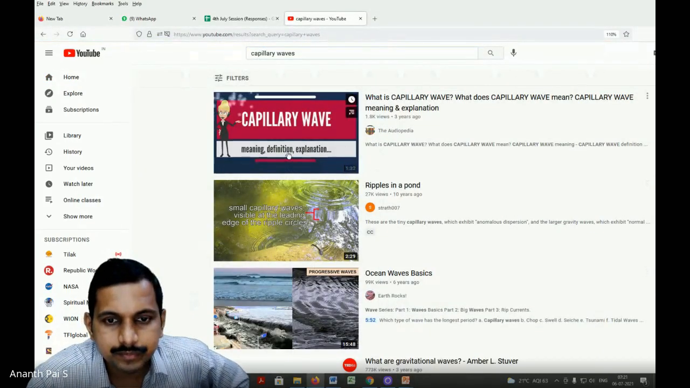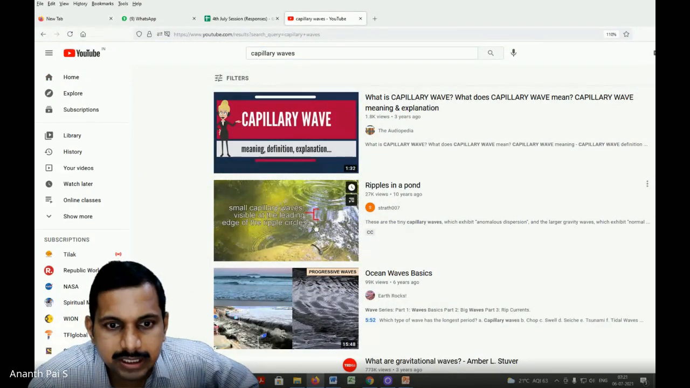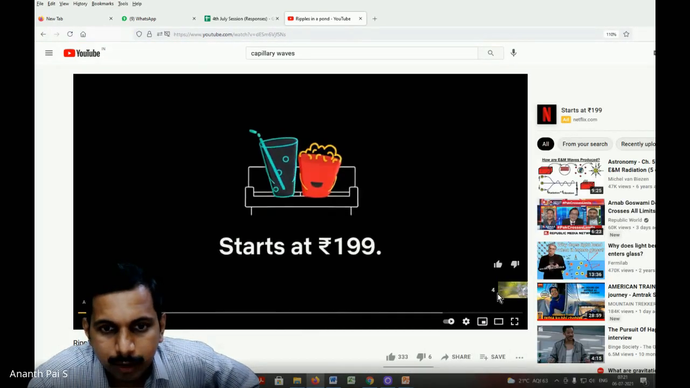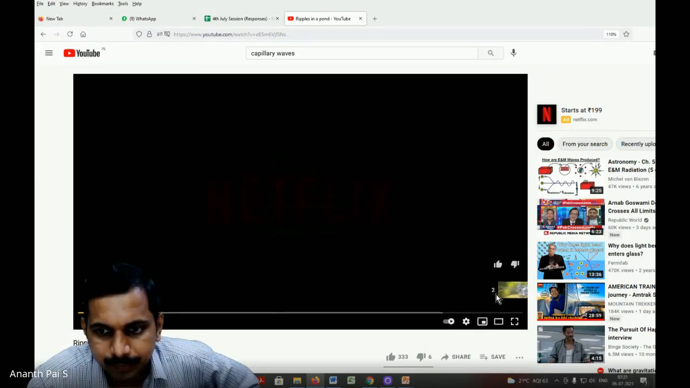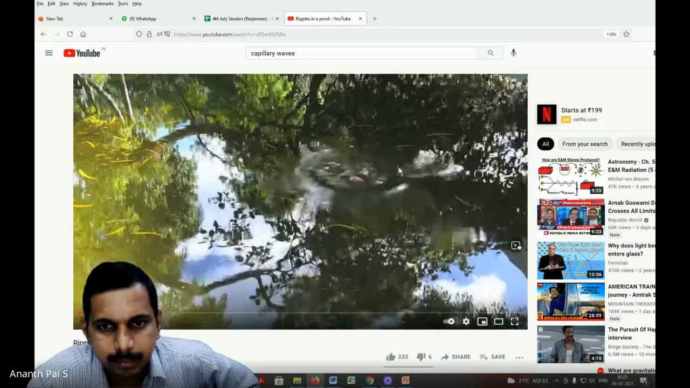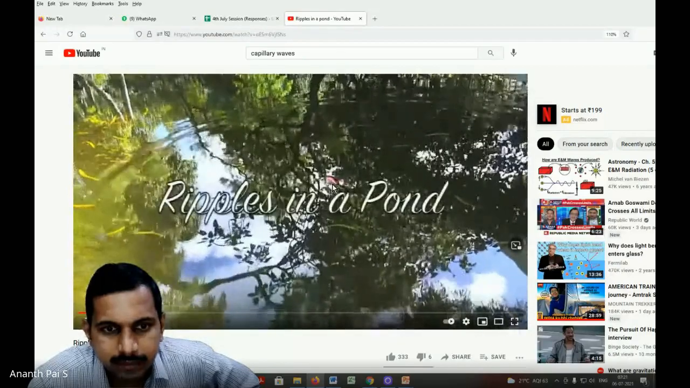See here, capillary waves are like this. You can see small waves in the ripple of a pond. There is a small wave which comes. I will show you, not a bigger one, the smaller one. See, when there is a ripple.